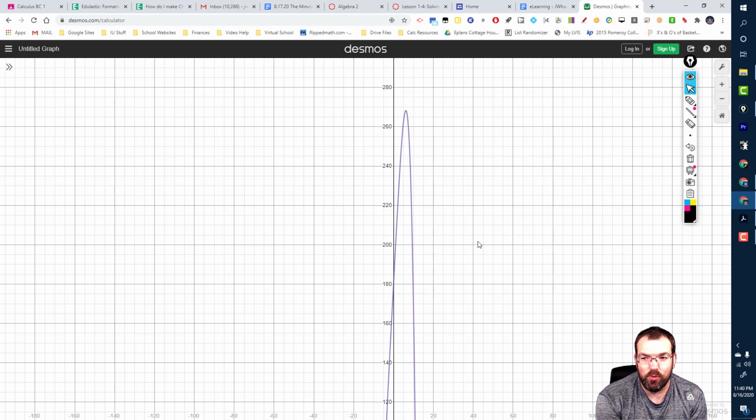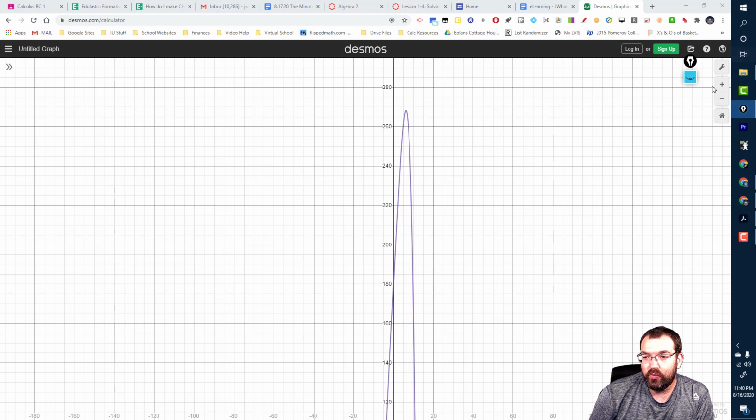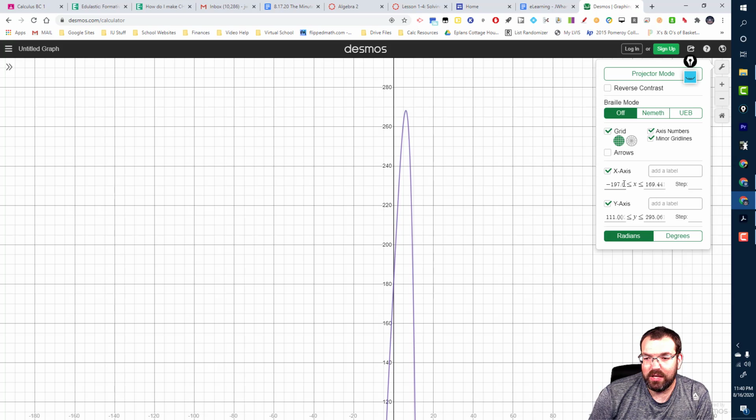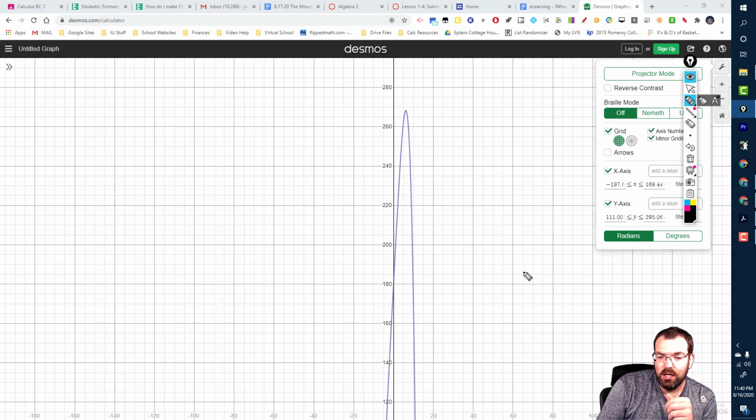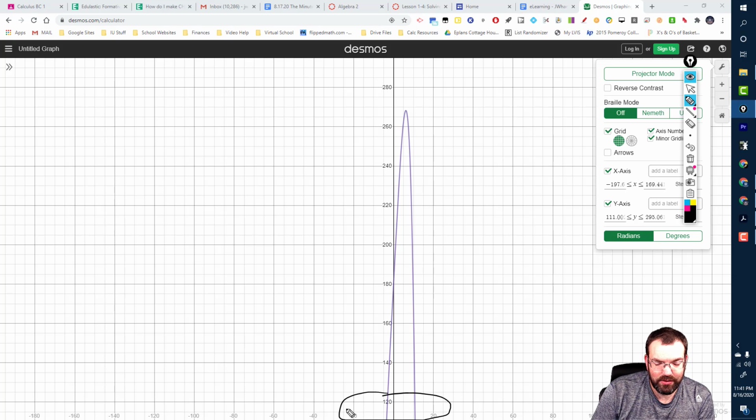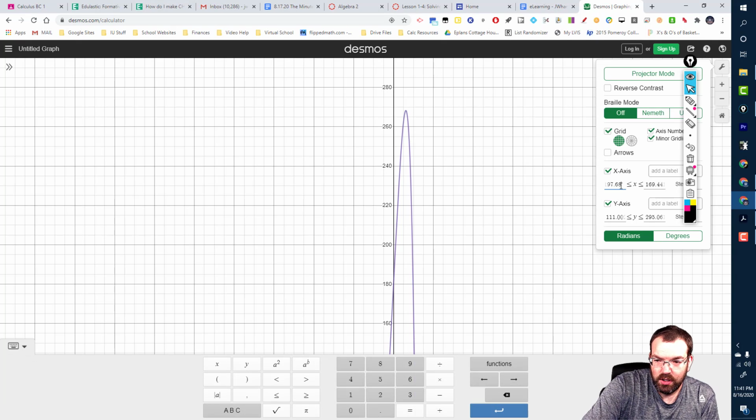Like, it doesn't get to show me anything. Here's what you can do. Over here, where it says the wrench and all that stuff, if you click the wrench, it gives you abilities to change your axis values. If you look at this, it goes from negative almost 200 to positive almost 170. But I'm only really dealing with negative 20 to 20. Anything outside of that, I'm never going to touch. So I'm going to change my values to negative 20 to positive 20.